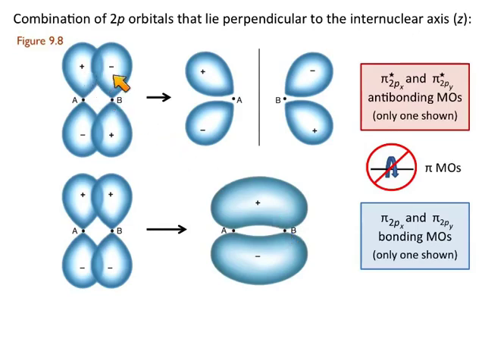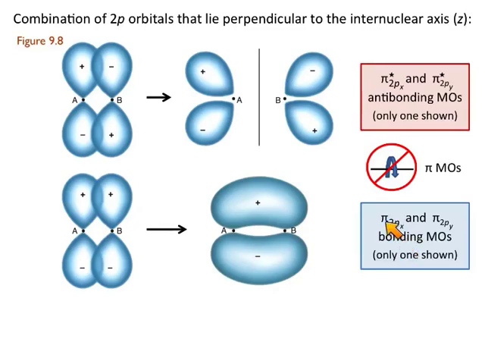Whereas if you add them together destructively, you'll get this kind of funky looking thing, where your nuclei are these dots right here, and all of your electron density, your probability of finding this electron, is away from the area in between the 2 nuclei. So putting electrons in this molecular orbital is not going to help the nuclei stick together. So these are anti-bonding. Down here they're bonding.